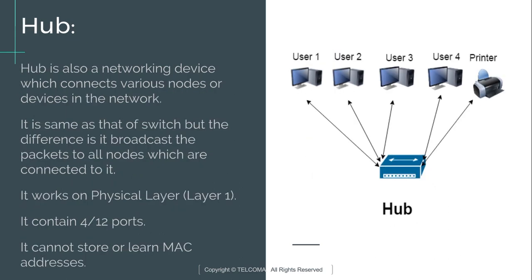The next network element is hub. A hub is also a networking device, the same as a switch, but the difference is it broadcasts the packet to all nodes which are connected to it, because it cannot learn or store any MAC addresses. A hub is a networking device which connects various nodes or devices together in the network. It can't route the packet in the network. So it works on the physical layer or layer 1 of the OSI model. It contains 4 to 12 ports to connect the devices.